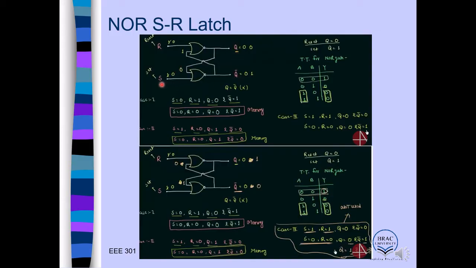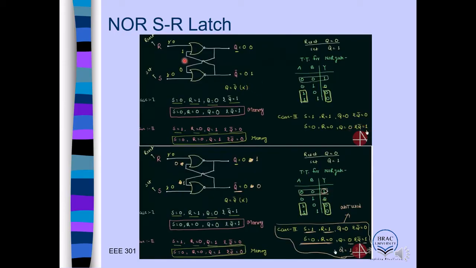If we start from this one, but you can start with this one again, which we discussed here. Just consider this one. S is 0 and our previous value of Q was 0. Look here, Q was 0, so this 0 comes here. So 0 and 0, input 0 0, output is 1. So our Q prime becomes 1.